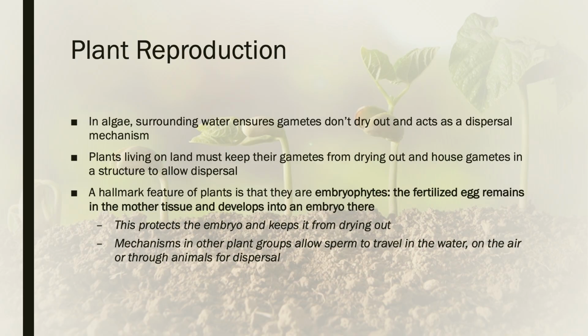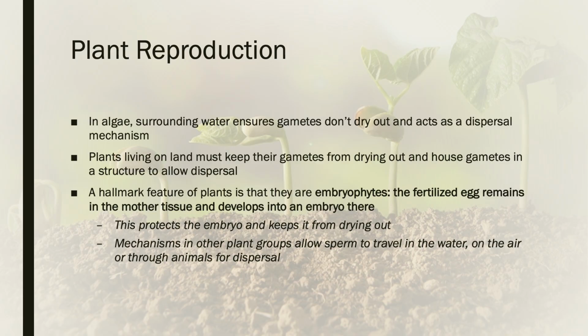But if you are a land plant, you don't have that luxury. So again, that's why those specialized reproductive structures were developed. The challenge of living on land as opposed to living in the water is, one, you have to keep your egg and sperm from drying out, and two, you have to hope that they meet up somehow. So you have to have a mechanism of dispersal.